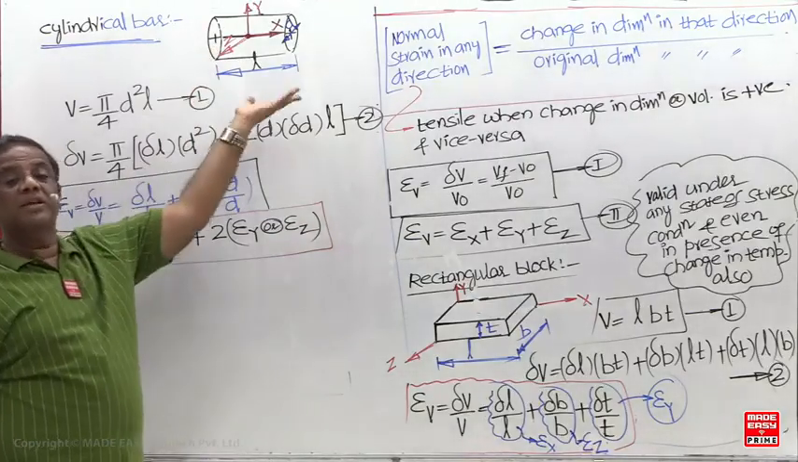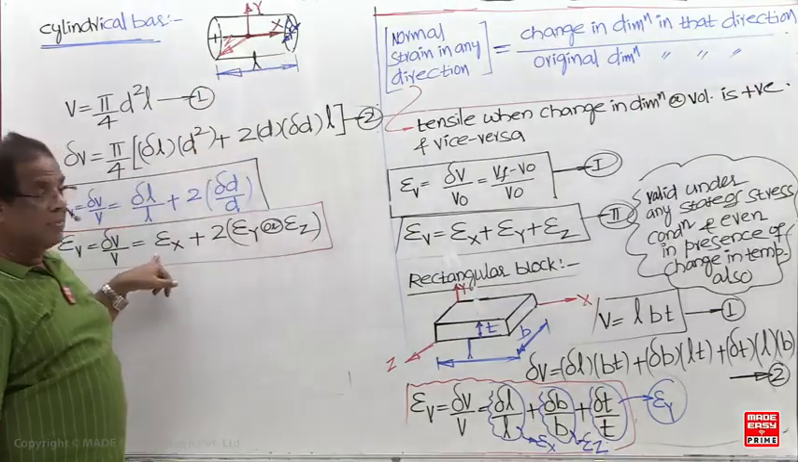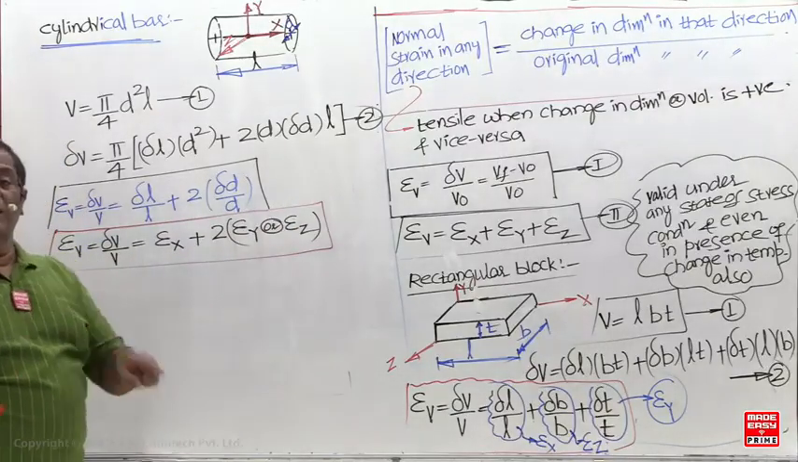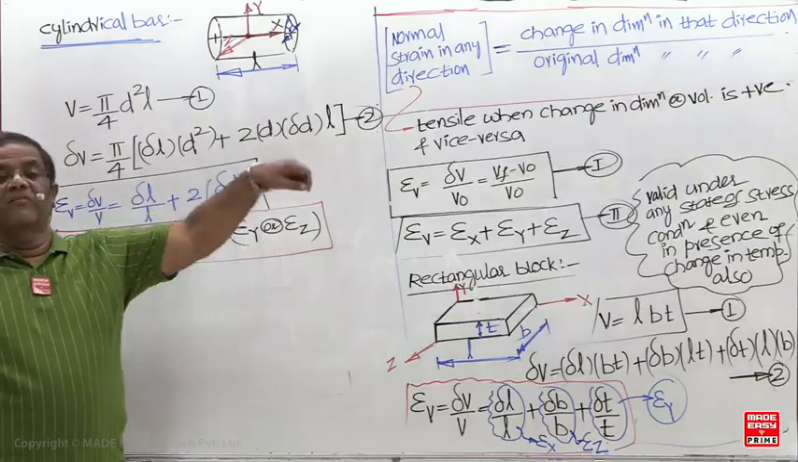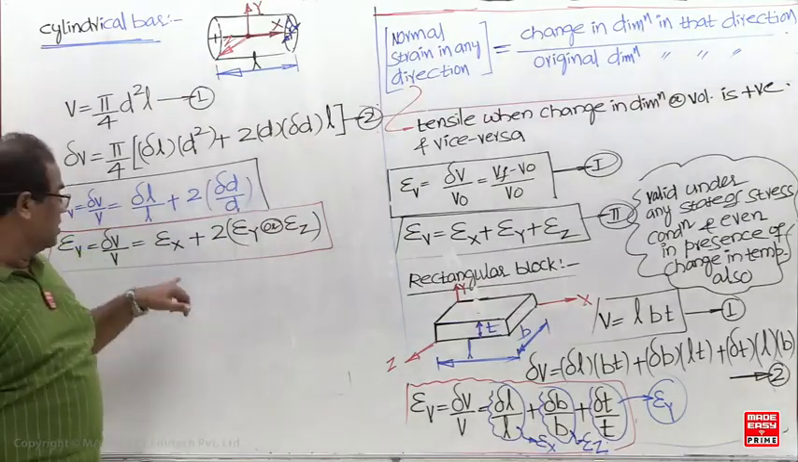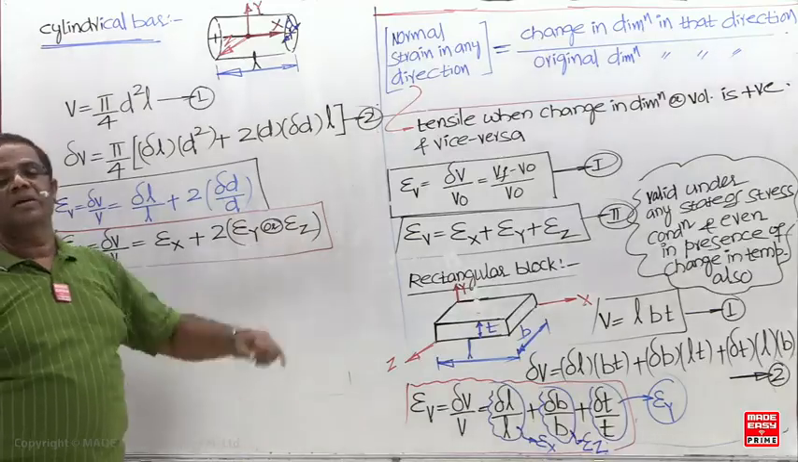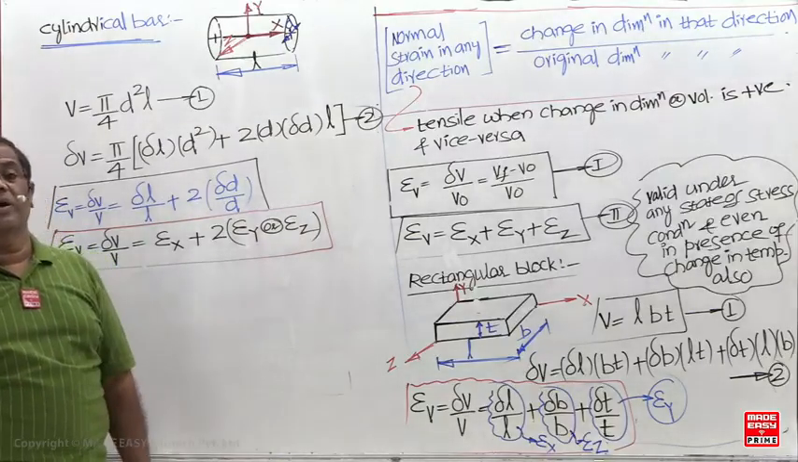If only a temperature change is there, then this is called a thermal strain. But when the load is applied in more than one direction, this is called the total strain, or what is the other word now? Net strain.